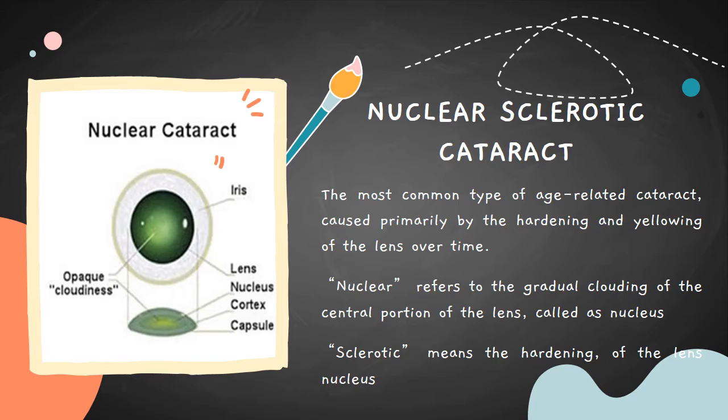The next condition this elder patient has is nuclear sclerotic cataract. It is the most common type of age-related cataract, caused primarily by hardening and yellowing of the crystalline lens over time. Nuclear refers to gradual clouding of the central portion of the lens, which is called the nucleus, and sclerotic on the other hand means hardening of the crystalline lens, which together lead to the disease called nuclear sclerotic cataract.